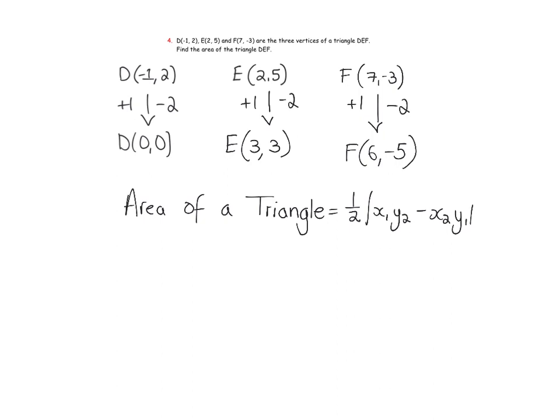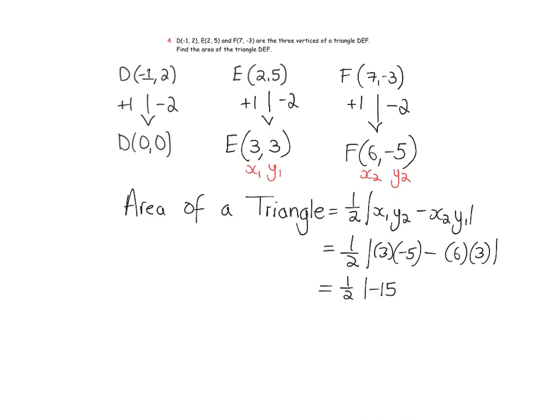Then what we're able to do is label the points that we have. So (3, 3) is x1, y1 and (6, -5) is x2, y2. Filling that in, we get a half, x1 (3) by y2 (-5) minus x2, which is 6, by y1, which is 3. Then this is going to become a half of 3 by minus 5, which is minus 15, minus 6 by 3, which is 18. Minus 15 minus 18 is minus 33.